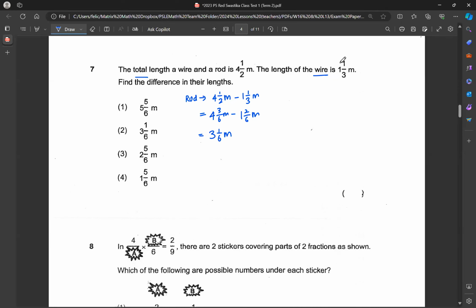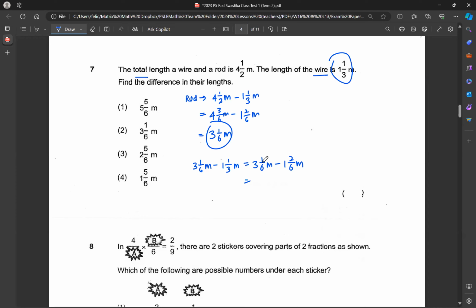So you need to take the difference between the wire and the rod. So the difference between these two, just subtract. All right, same thing when you do subtraction, make sure denominator will have to be the same. So 3 and 1/6 meters minus 1 whole and 2/6 meters. Now, when you do subtraction between mixed numbers, be careful. The first numerator has to be able to subtract the second numerator. Right, at this point, I notice 1 cannot minus 2.